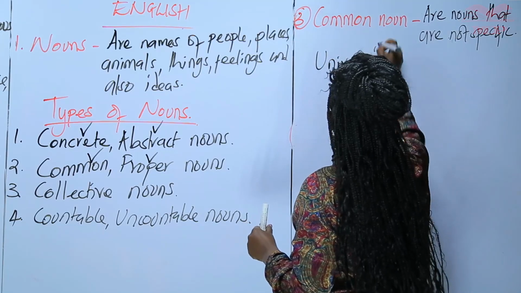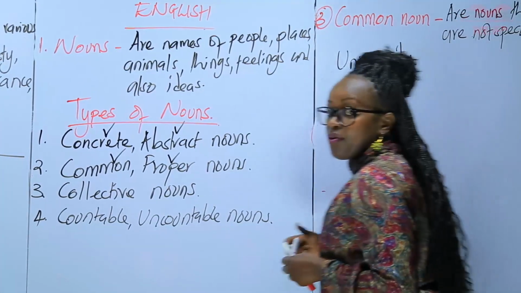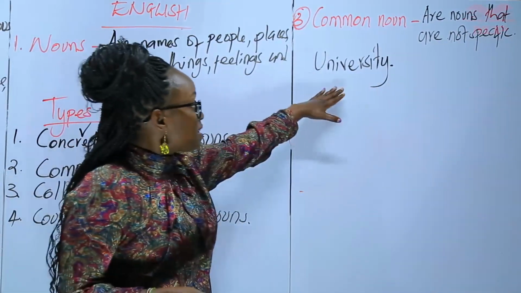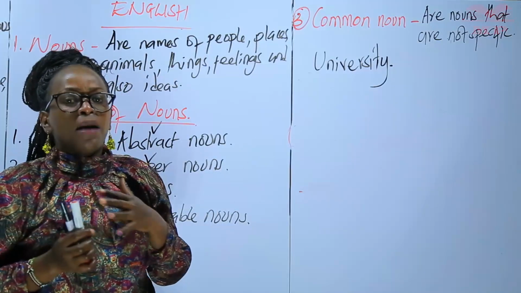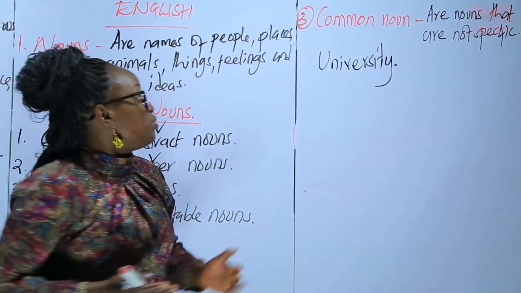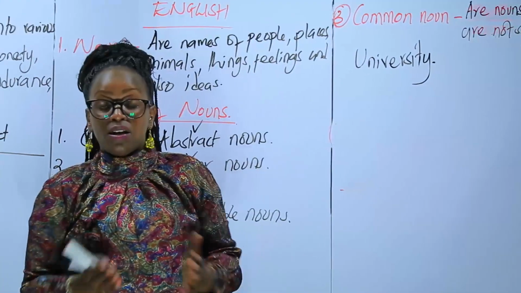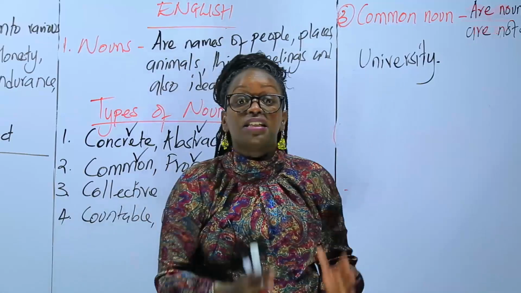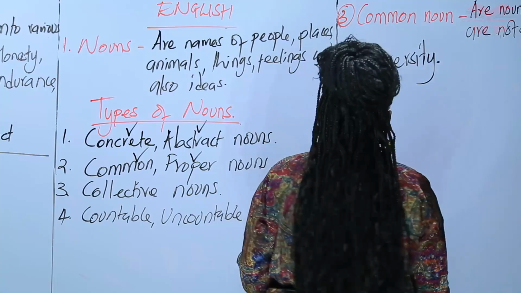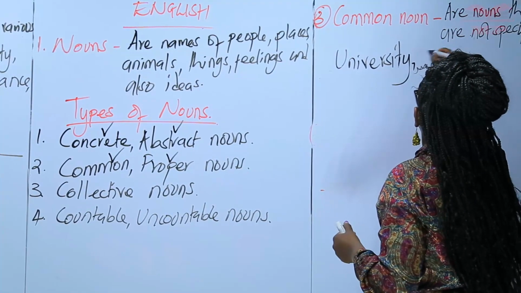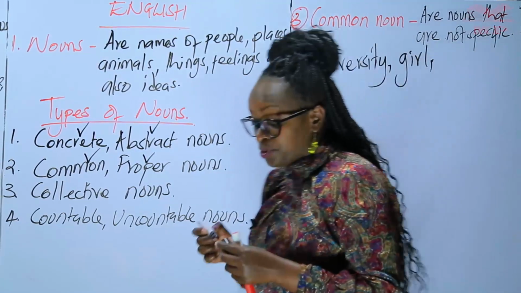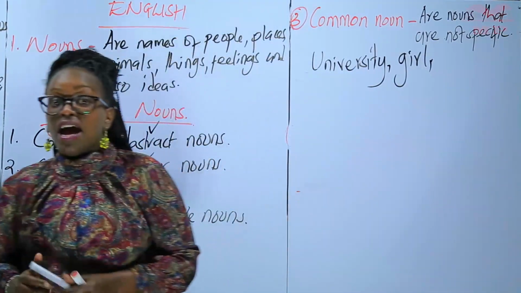So for example, if I give you the noun university, you will notice that when we talk about university, it's a noun, yes, because this is a name of a place. But are we being specific about the particular university that we're talking about? No, because we've not talked about Kenyatta University, or we've not said the University of Nairobi. We've just said university. When I talk about another noun, for example, I mention girl. I have not specified which particular girl I'm talking about. I have not said Natasha. I have not said Sheila.